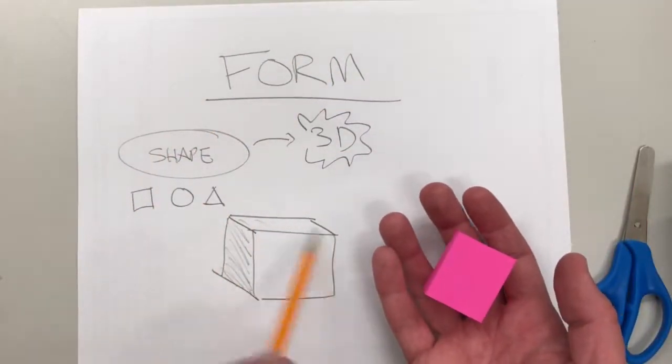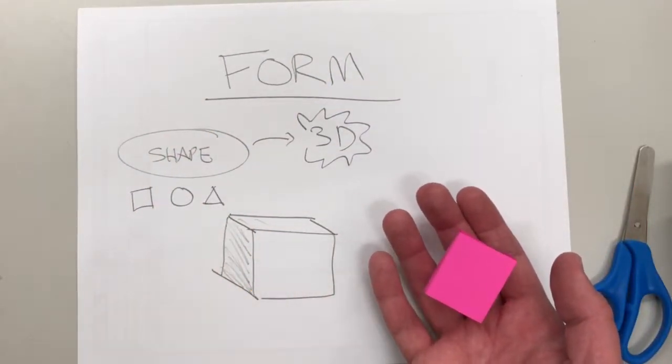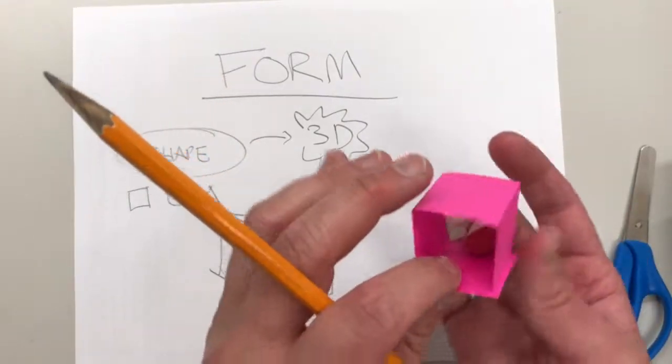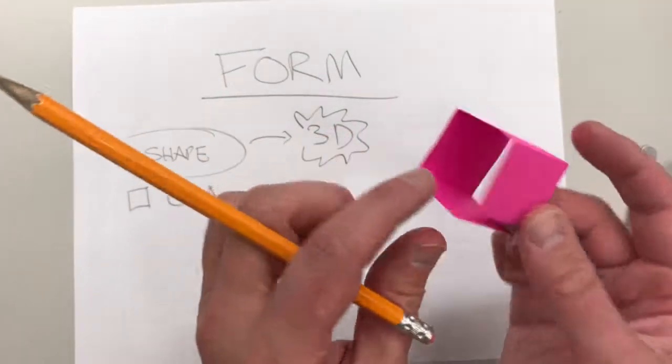This is the form of a square turned into a cube.